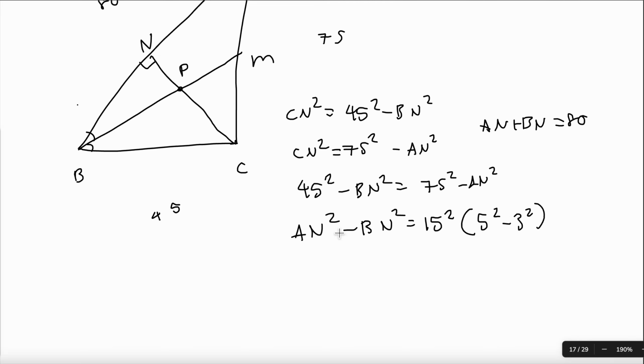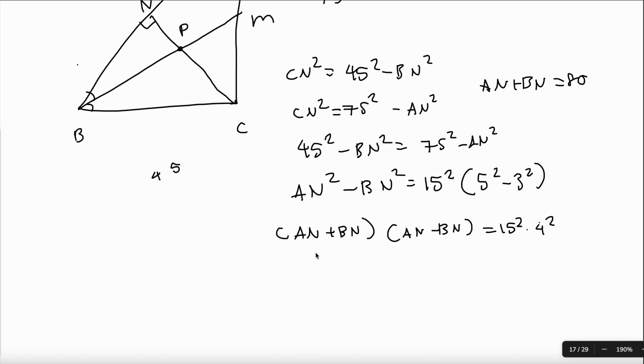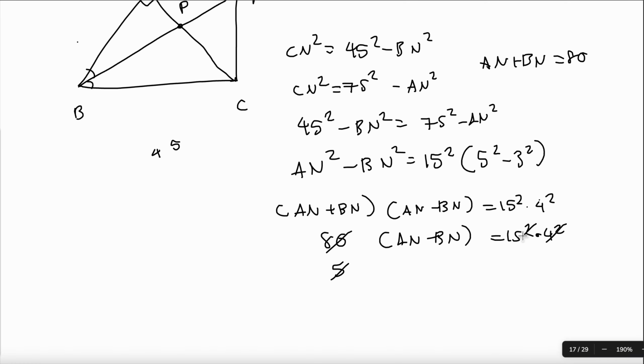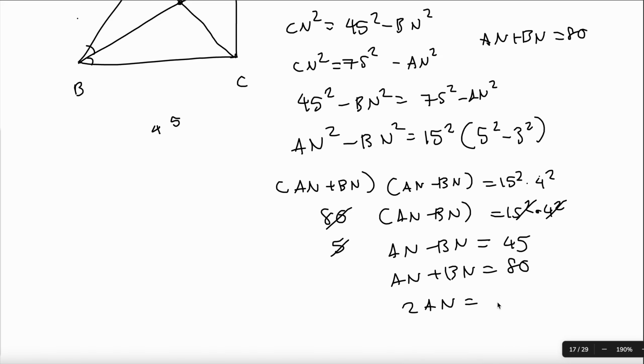And that's just 4 squared, but we can factor this further. So AN plus BN times AN minus BN equals 15 squared times 4 squared. And we know that AN plus BN is 80, so we get 80 times AN minus BN equals 15 squared times 4 squared. We can divide 16 and 80. We get 5, and we can divide this even further. We get 45, so we get AN minus BN equals 45. We also know that AN plus BN equals 80. So adding these, we get 2AN equals 125. AN equals 125 over 2.